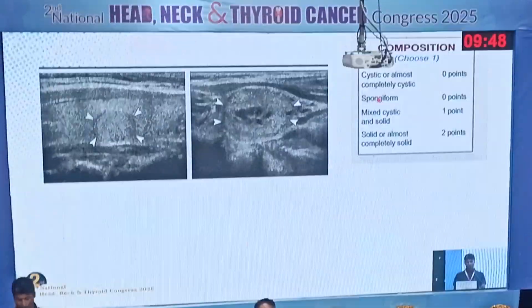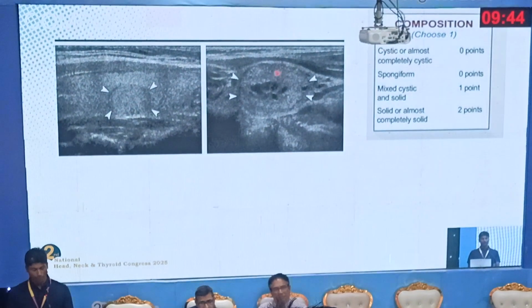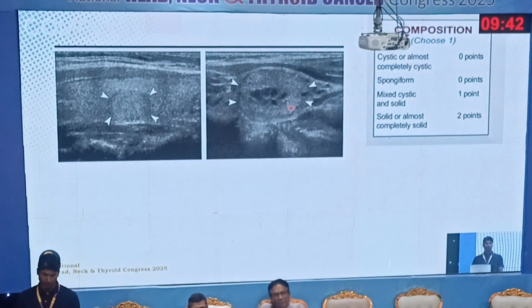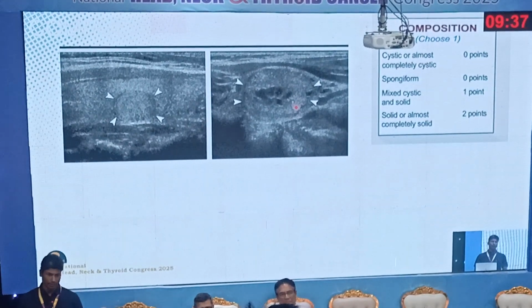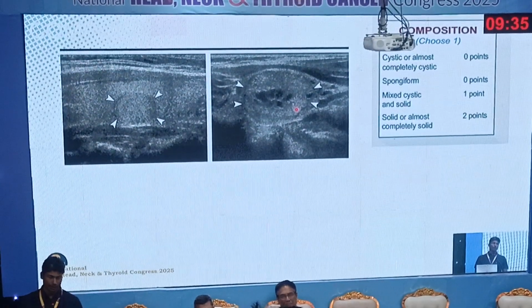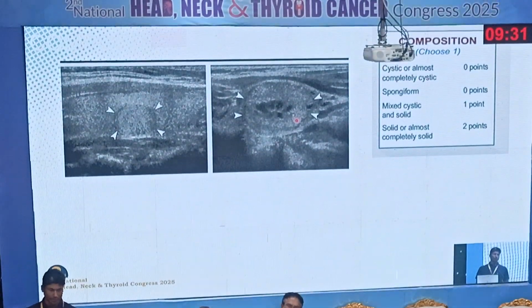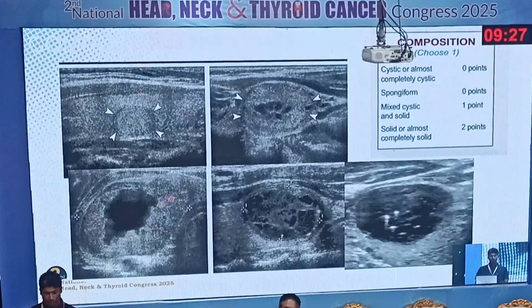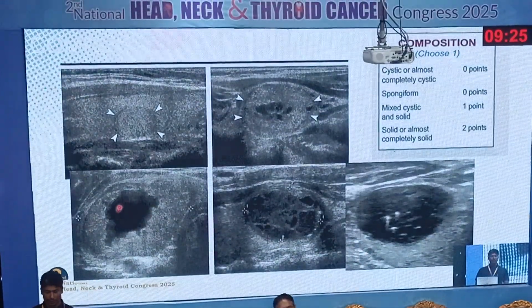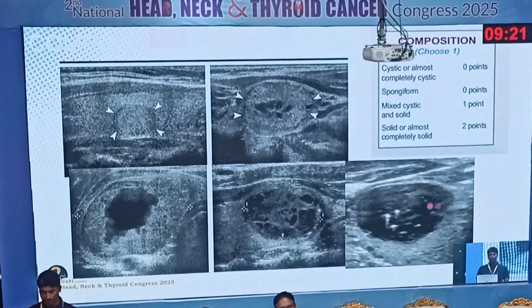Composition: whether it is cystic or solid. This is a solid nodule, and this is a predominantly solid nodule with a cystic component. The ATA and ACR guidelines say that if the cystic component is less than 5%, then it is predominantly solid. And this is a mixed solid cystic nodule: this is the cystic component, this is the solid component. And this is predominantly cystic, and this is completely cystic with comet-tail artifacts.